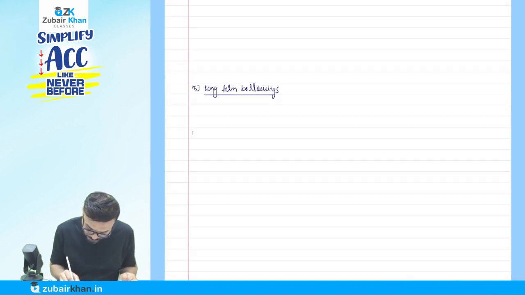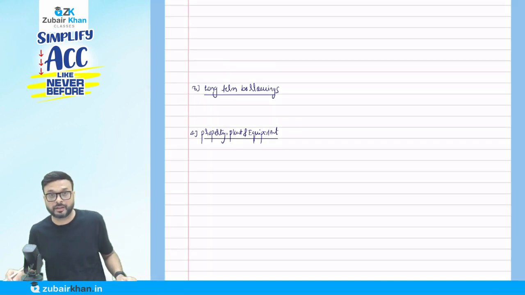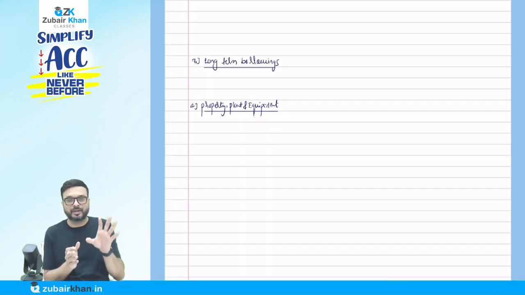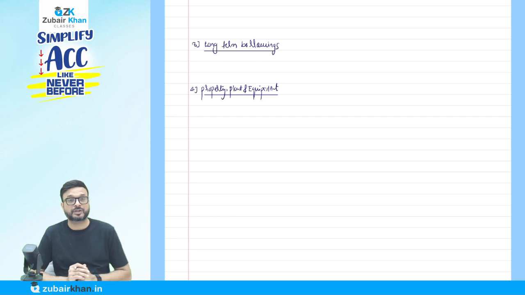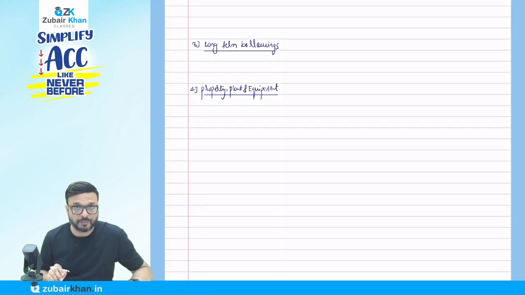Then fourth, property, plant and equipment. Okay, done. Now in property, plant and equipment, don't write the opening like this. We have to do the presentation of note number 4, PPE, in some other way. I will discuss that with you. So now we will solve it one by one.